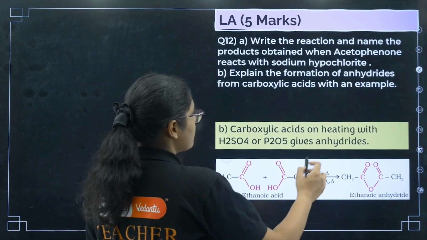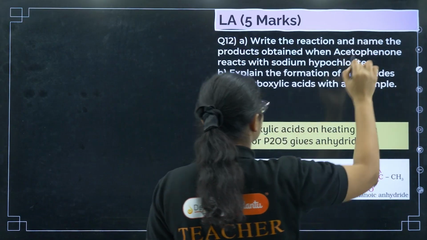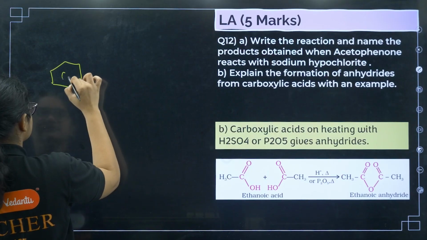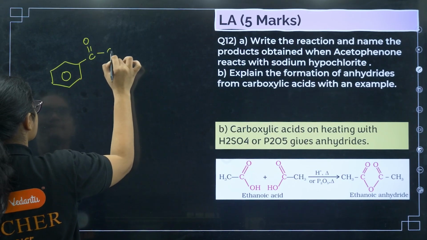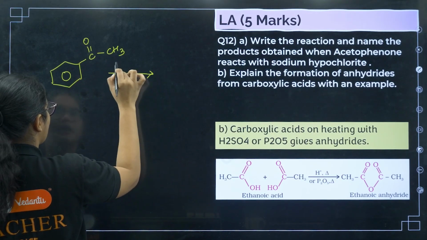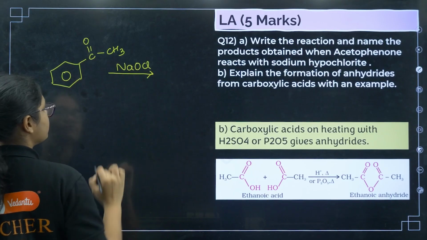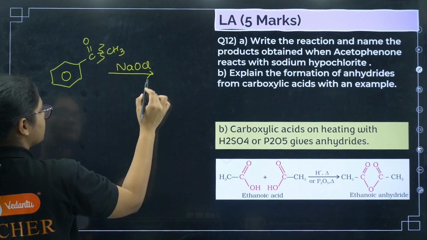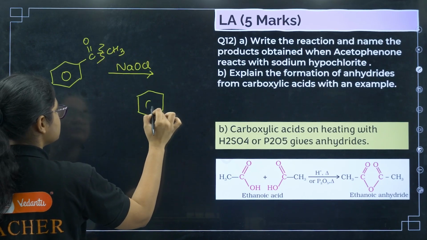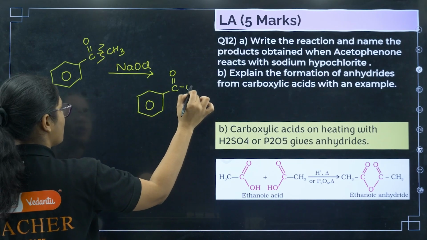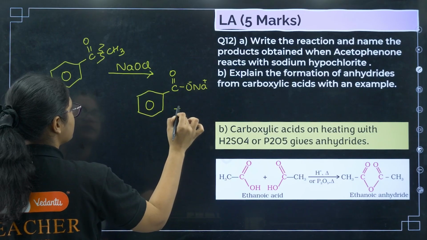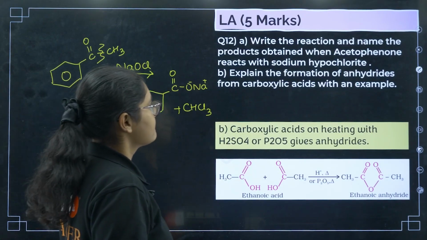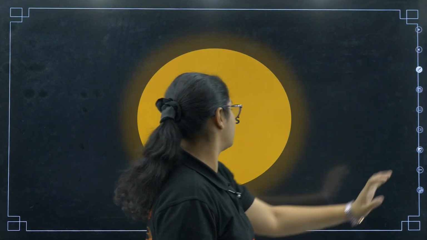Next, the product formed when acetophenone is reacting with sodium hypochlorite, right? So this is the structure of acetophenone, and if it is reacting with sodium hypochlorite, that is your haloform reaction. So this bond will break here. This CH3CO will get converted to a salt of sodium, okay, and then this one will be converted to CHCl3.